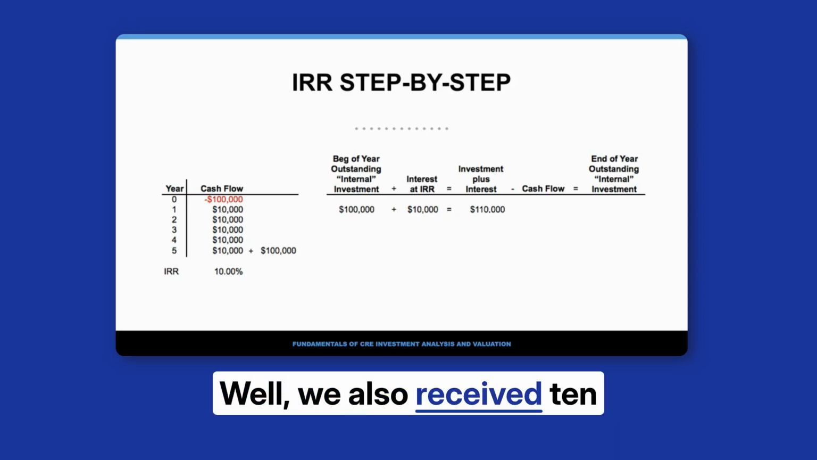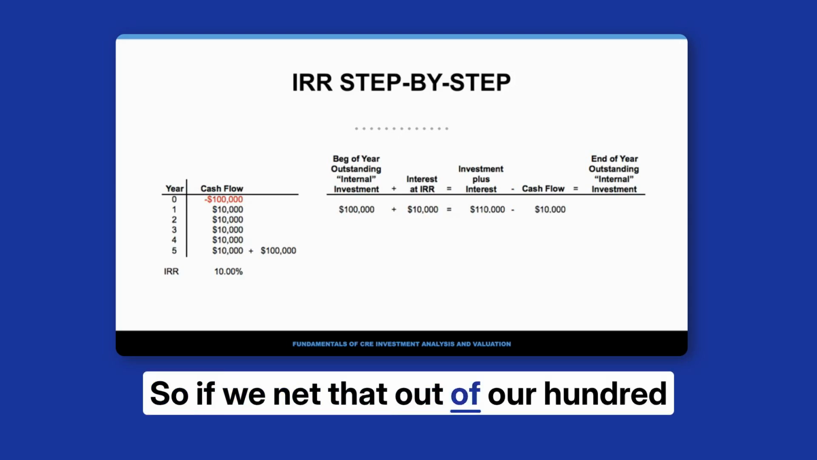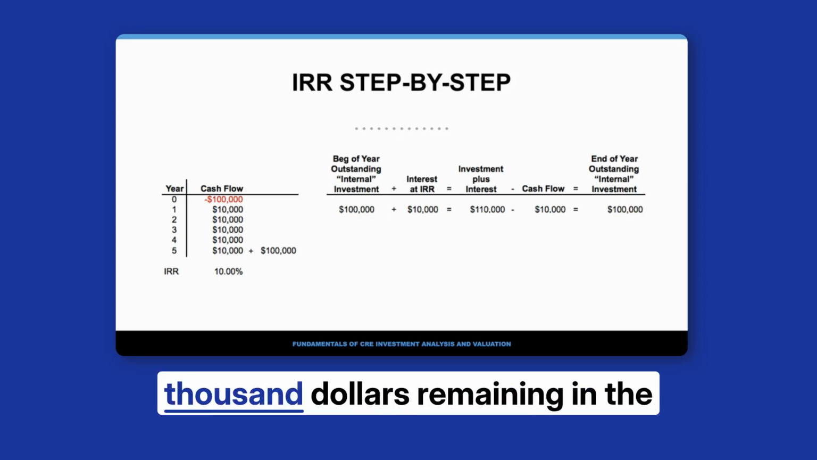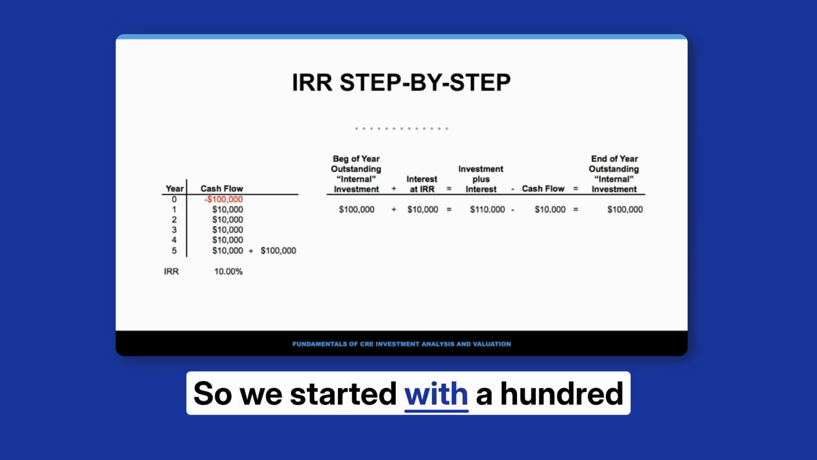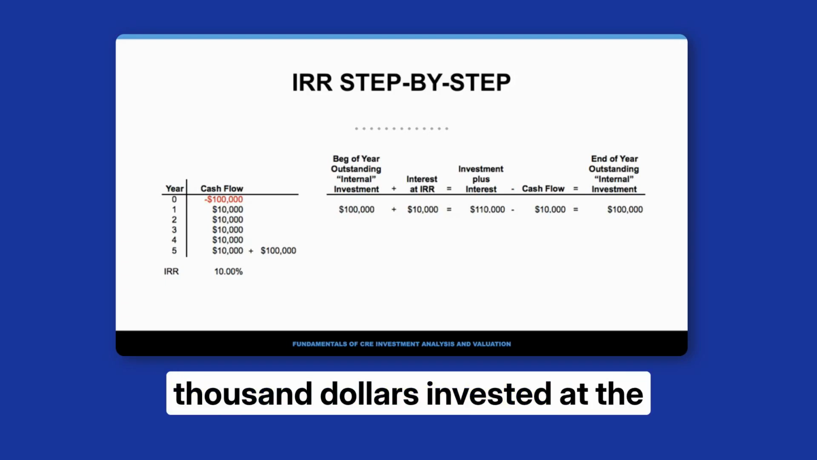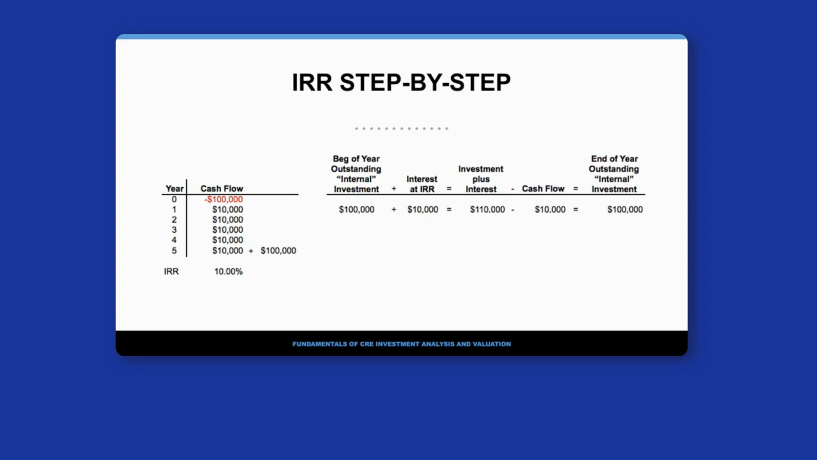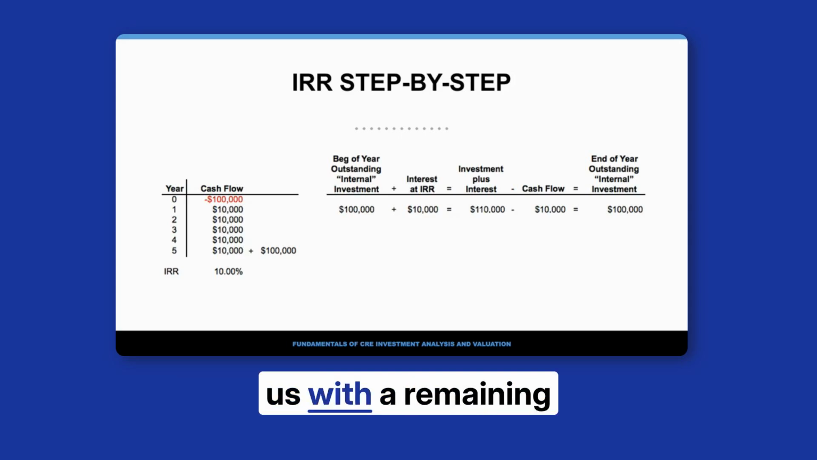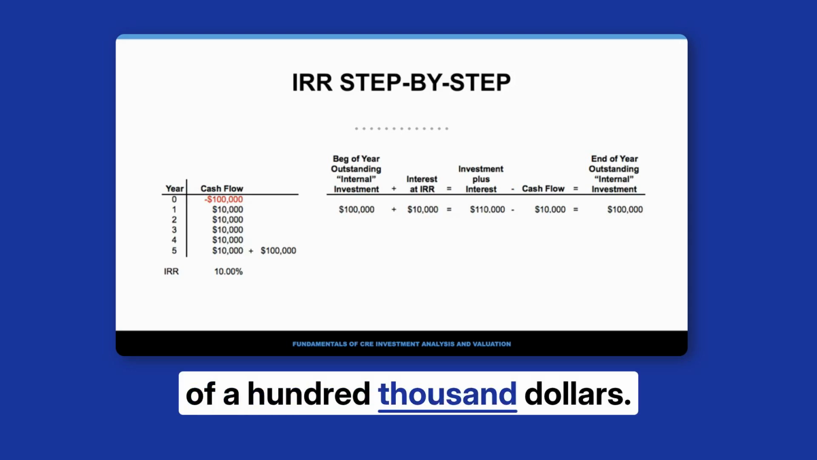Well, we also received $10,000 in cash flow. So if we net that out of our $110,000 balance, then we're left with $100,000 remaining in the investment at the end of the year. So we started with $100,000 invested at the beginning of the year. Then we earned $10,000 in interest, and we also received $10,000 in cash flow, which left us with a remaining balance in the investment of $100,000.